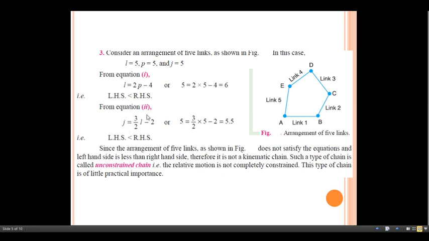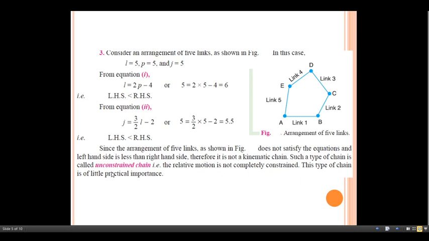In this way, we can get the relation. Substitute the value of the number of joints, then the number of links. In this case also, we get 5 equals 5.5. In this case also, the LHS is less than the RHS. Since the arrangement of 5 links as shown in the figure does not satisfy the equation, and the left hand side is less than the right hand side, therefore it is not a kinematic chain.